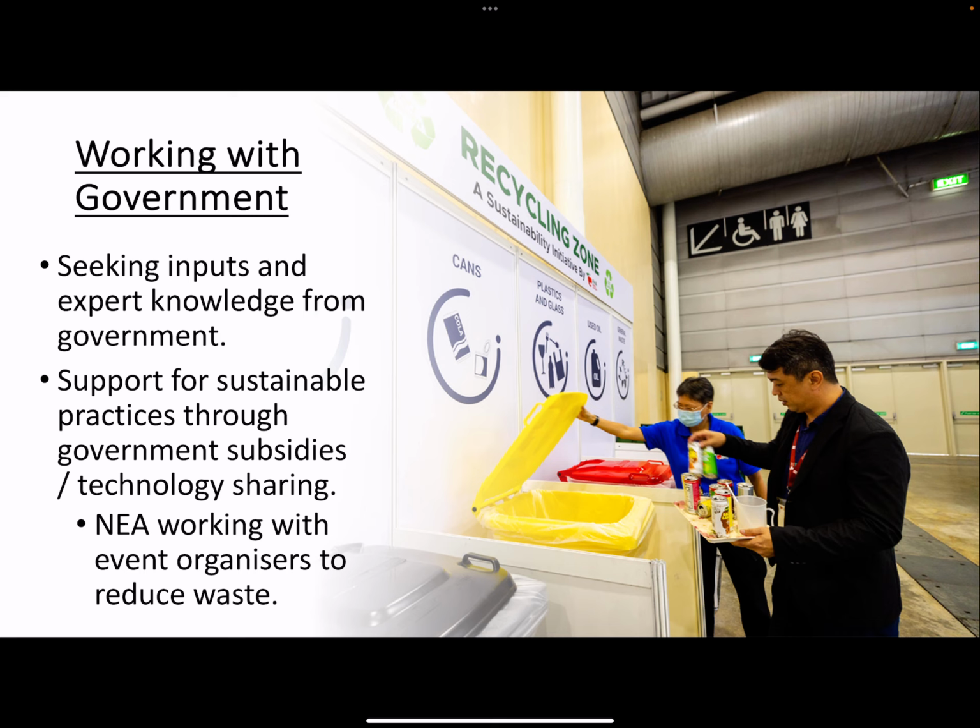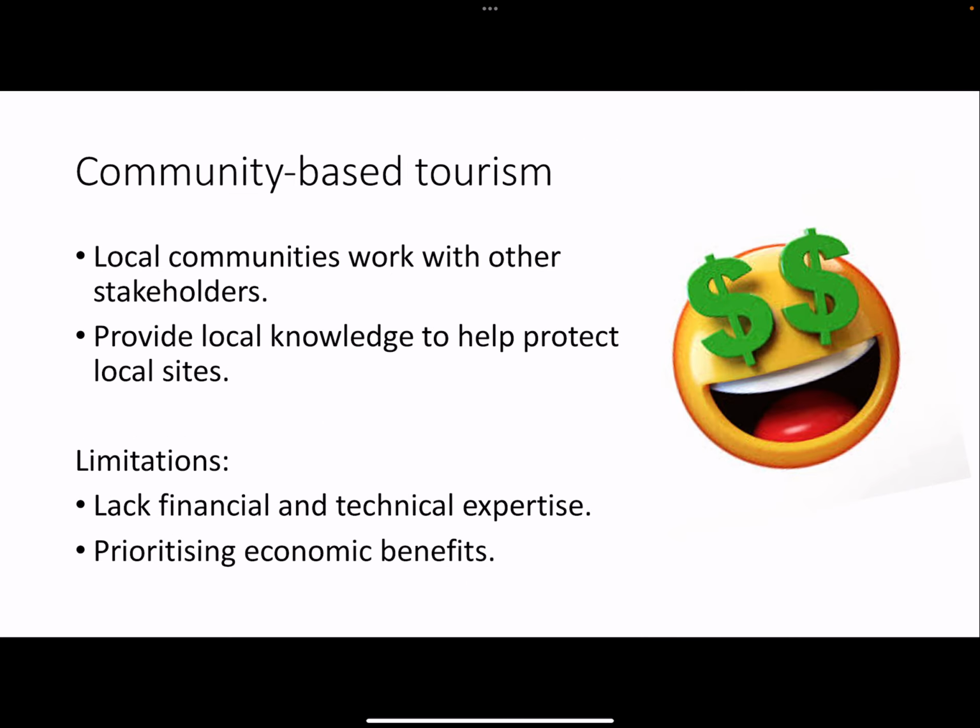So if you're a local business or you're in the events business, this is something that is highlighted. NEA can give you advice, give you some things to work on in terms of event planning, how to put in certain things so that you are actually trying to do recycling at your event rather than just putting everything into one bin and then burning it all as incinerated trash.